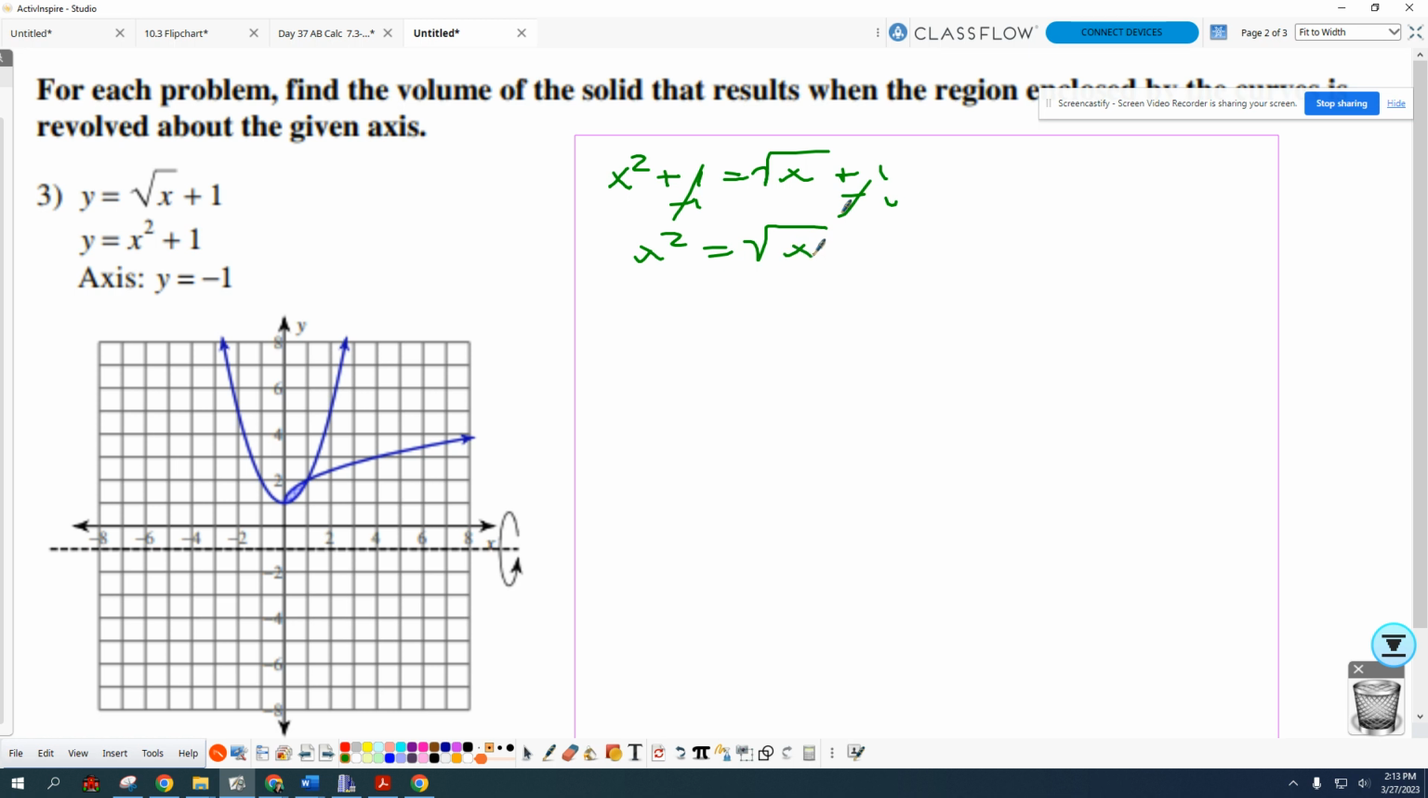Oh no, x squared equals root x. When is that? 0 and 1. Show it. Okay, let's try. It's a pretty good question. How do we get around this?